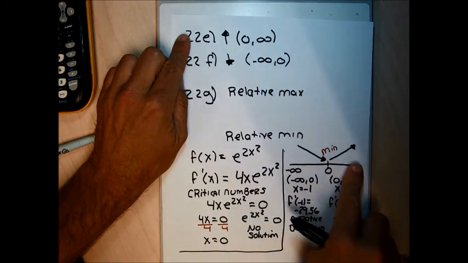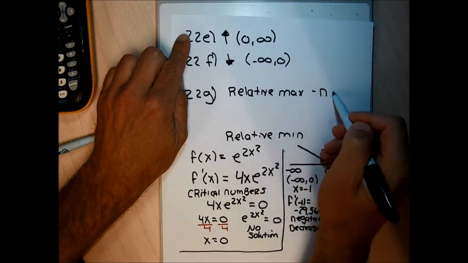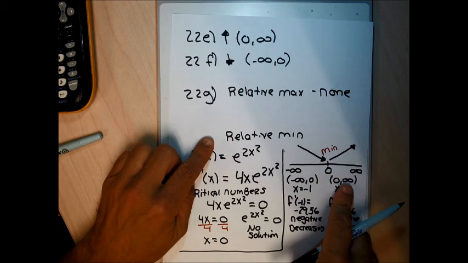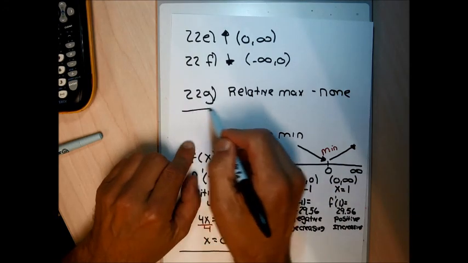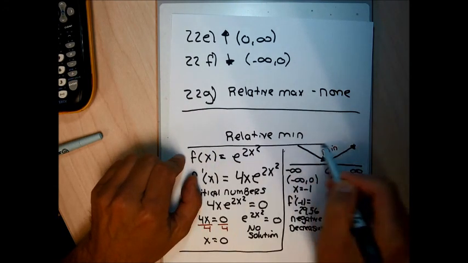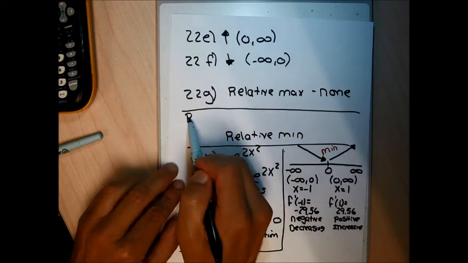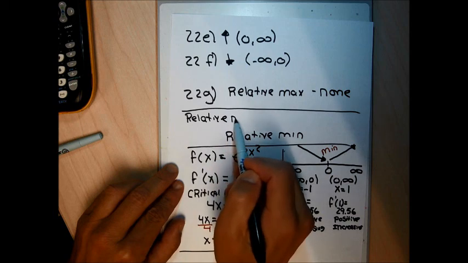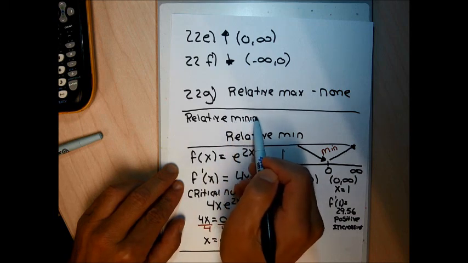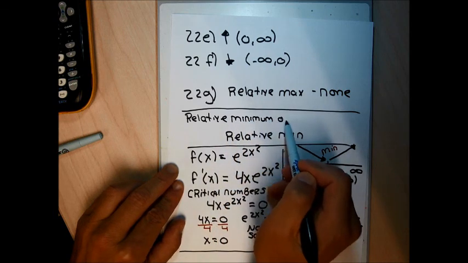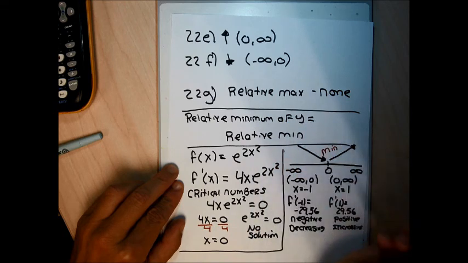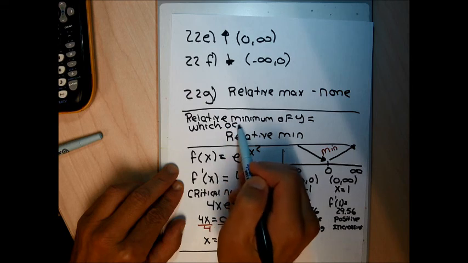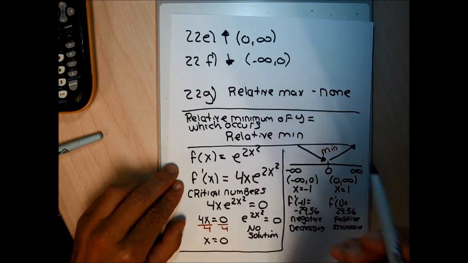I don't see any maximums, so for the maximum part of this, there's going to be none. I do see a minimum, and its x coordinate is 0. I'm going to try to box in the minimum answer right here. So I'm going to say there's a relative minimum of y equals some number, which occurs when x equals 0.